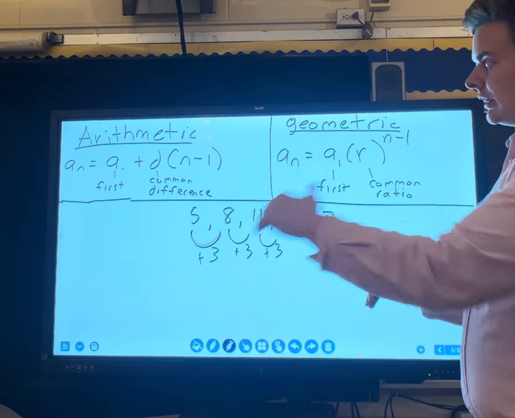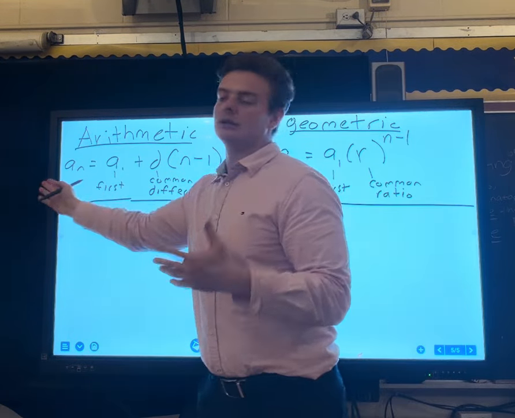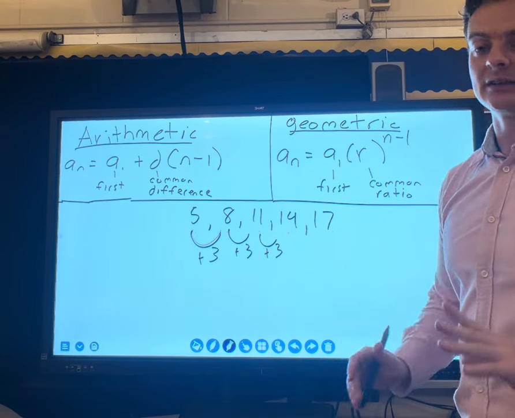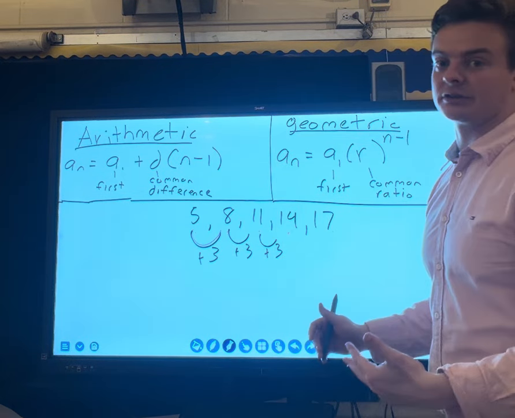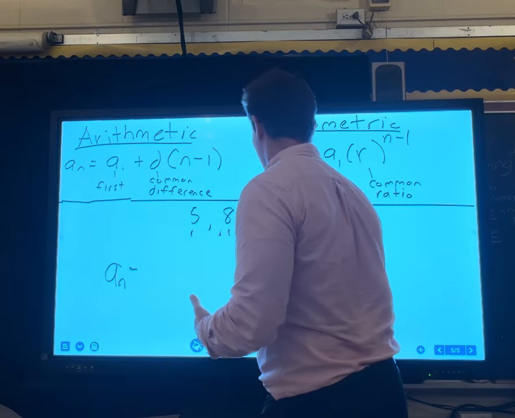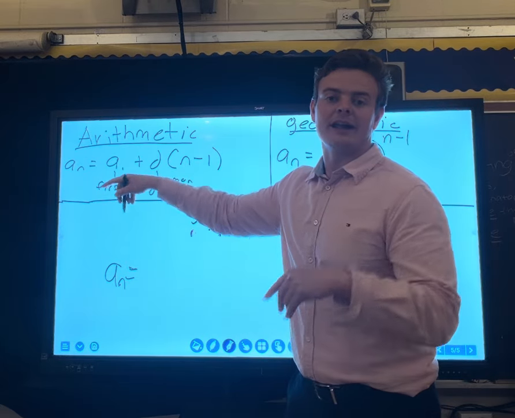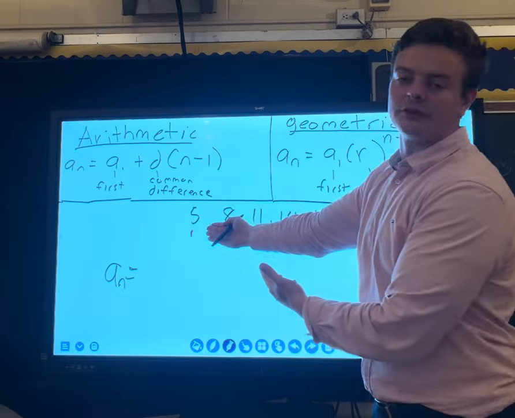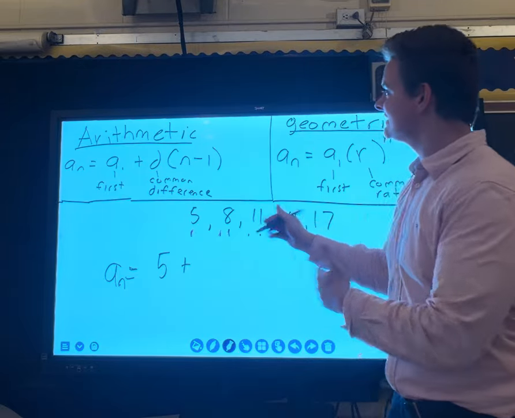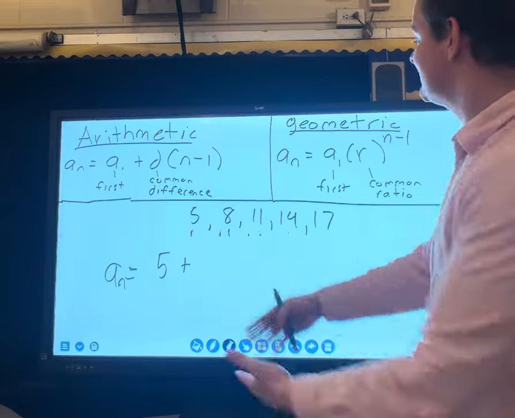Cool. Once I know it's an arithmetic pattern, I can then create a formula that describes it. Seems kind of crazy, it's really not. Here's how the formula works. It's going to be a to the n, which is any term that I want, is equal to a1. That's my first term. What's the first term here? 5. Plus, what's the common difference? Common difference is a fancy word for what is the pattern.